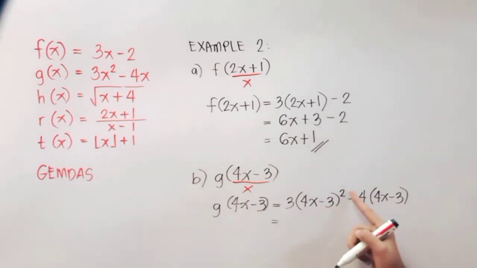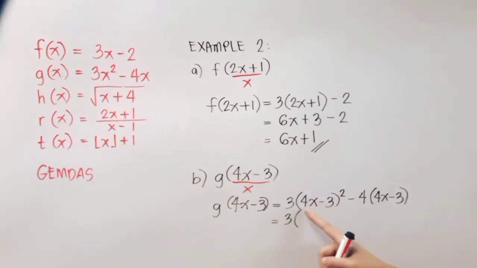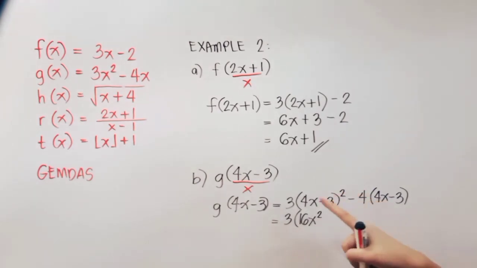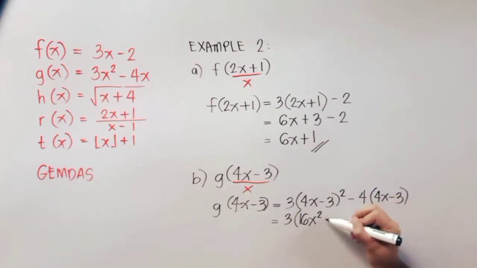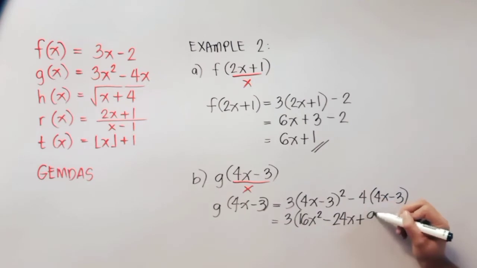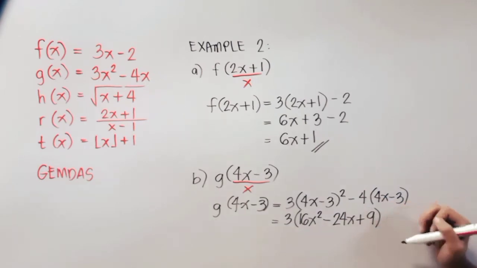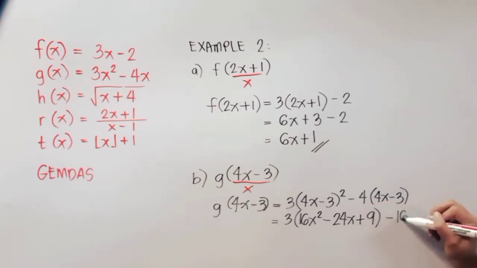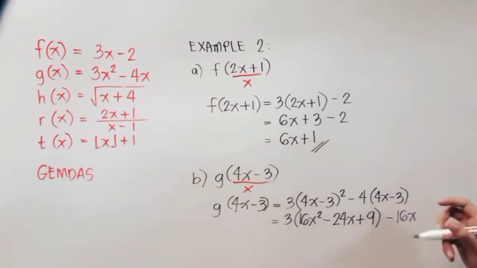Since we have here an exponent of 2, so that is 4 raised to 2 is 16, x raised to 2 is x squared, and then 4 times negative 3, that's negative 12, times 2, that's negative 24x. Negative 3 squared, that is positive 9. And then negative 4 times 4x, that's negative 16x. And then negative 4 times negative 3, that's positive 12.